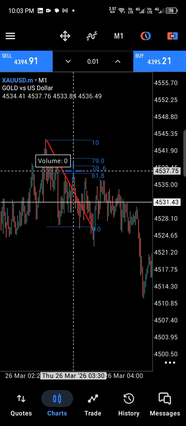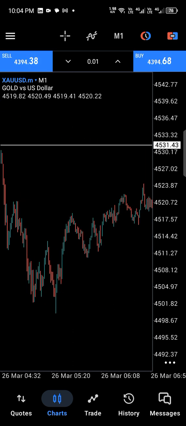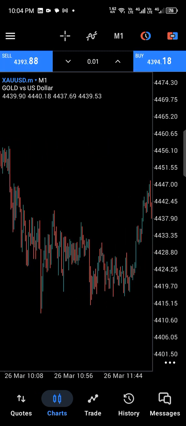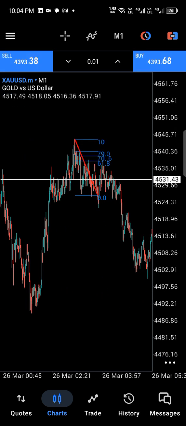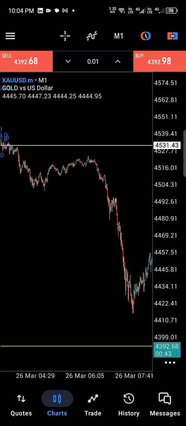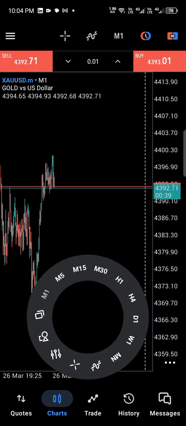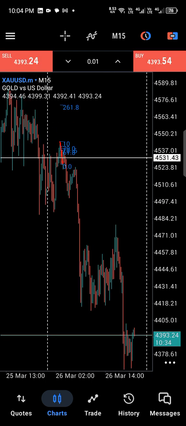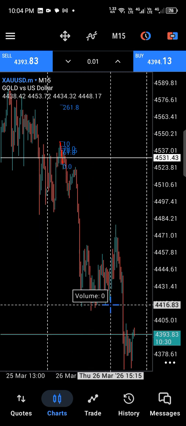I'd have taken my entry here, and look, wonderful sell. Let me tighten it up so that you guys can comprehend. So this is where your entry would have been here, and you would have had this whole move.